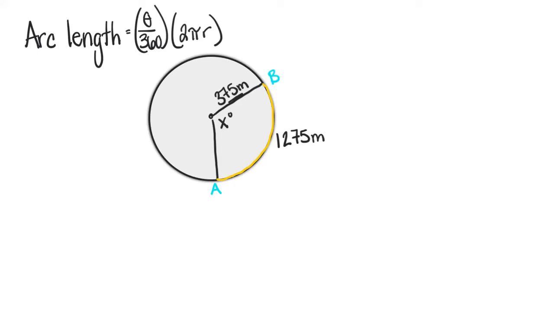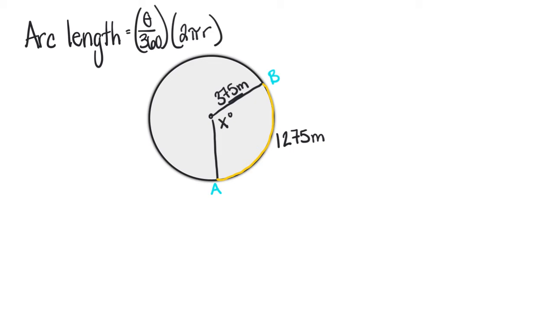When finding the arc length of a circle, you're going to want to use the formula theta divided by 360 times 2 pi r. And so here we're asked to find the angle that creates this arc length of 1,275, given the radius is 375 meters.